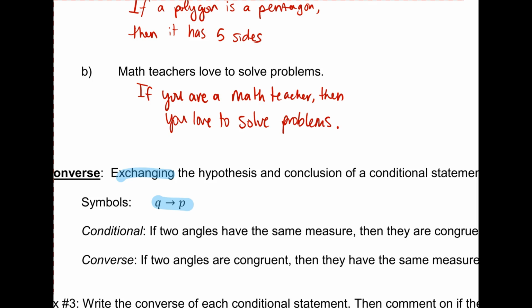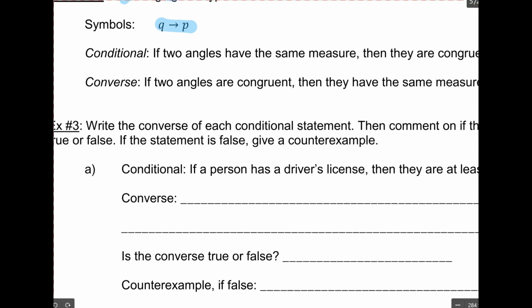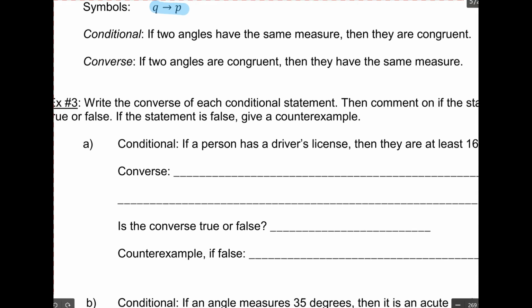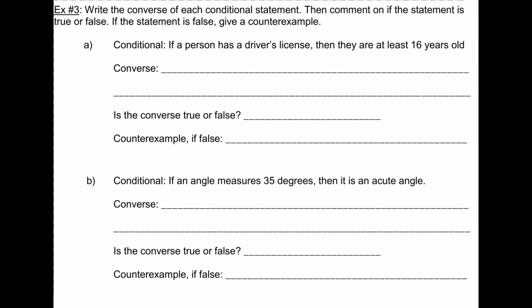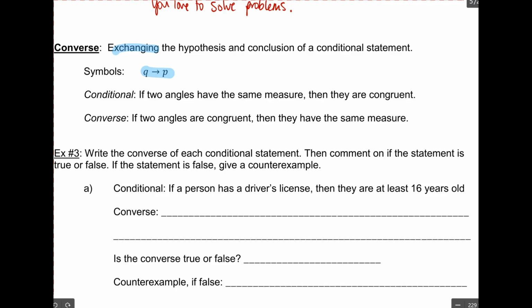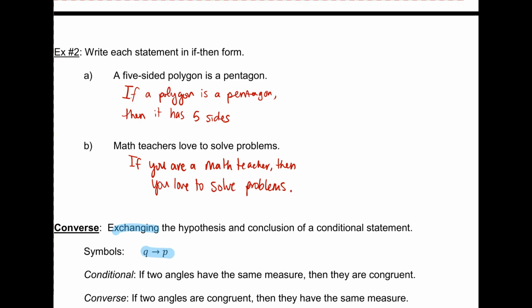But you have to be careful because sometimes the converse isn't true. So we're going to write the converse of each conditional statement, then comment on whether it's true or false, and if it's false, we give a counterexample. So we are putting everything together. Before I said, if a polygon's a pentagon, it has 5 sides. That's true. Pentagons always have 5 sides. If a polygon has 5 sides, then it's a pentagon. That's true. The only polygon that has 5 sides is a pentagon. That one's fine. What about B?